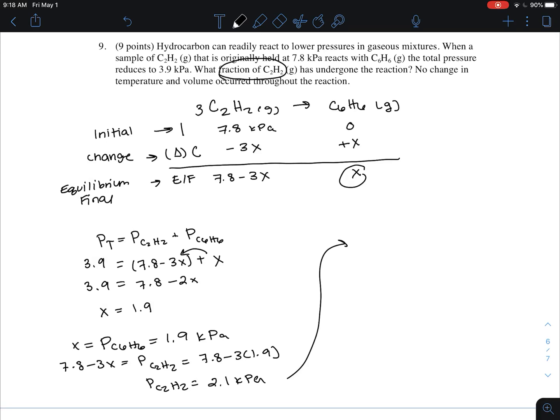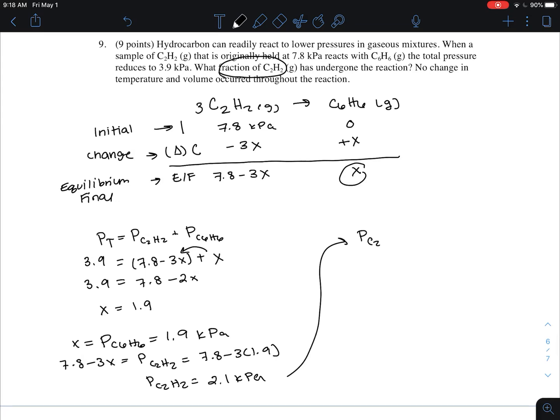But what I want to know is the fraction that underwent my reaction. Well, to get the fraction, that's my mole fraction. Now, how do my partial pressures, mole fraction and total pressure, relate together? Well, I know that the partial pressure of a substance is equal to its mole fraction times the total pressure. Now, do we have everything we need to actually solve this? Yep, you have your partial pressure, you solve for it, you have your total pressure.